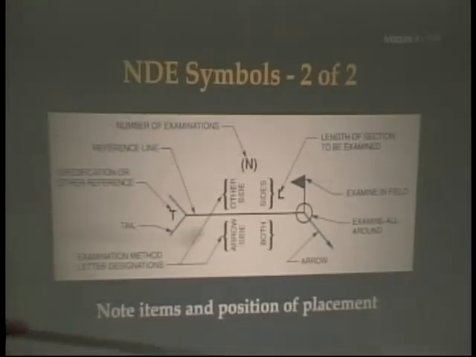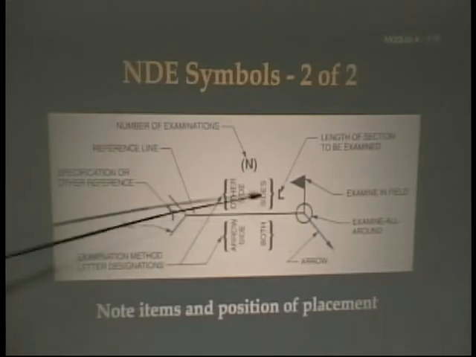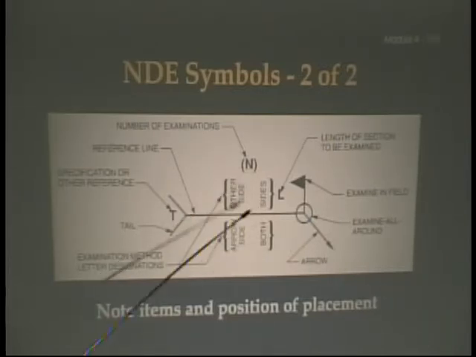The length of the examination. If you're going to be doing UT or RT, how much of it are you going to examine? If you've got a pipe that's 3 feet in diameter, well, that's a circumference of almost 10 feet. How much of that 10 feet are you going to x-ray? And this is what the symbols will tell you.